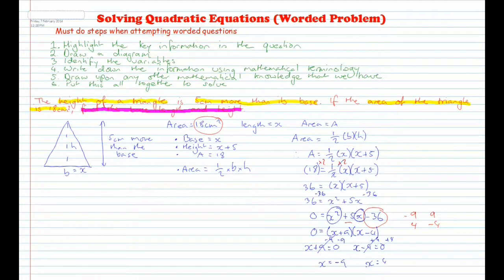Now if we use our noggins for a second, what we need to recognise is that you cannot have a base length of negative 9. So therefore the only length that I can have is x is equal to 4 for its base length. So that means here that this here is equal to 4 centimeters. Now of course if base is equal to 4 centimeters, the height is equal to the base length plus 5. So that means height is equal to x plus 5, which therefore height is equal to 4 plus 5, which is equal to 9. So height is equal to 9 centimeters. So if you use these steps that I've outlined above here, you can make a very difficult question seem a lot easier if you go through step by step.